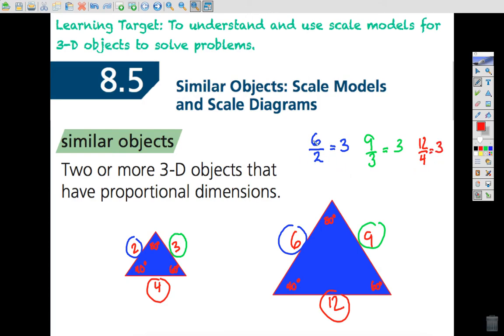Now what's really important is that I could have done this the other way around. I could have done 2 to 6 and got 1/3, 3 to 9 and got 1/3, and 4 to 12 and got 1/3. But the really important thing, and how we know that these are actually similar figures, is that the ratio, the proportion between the sides, all came out to be the same.